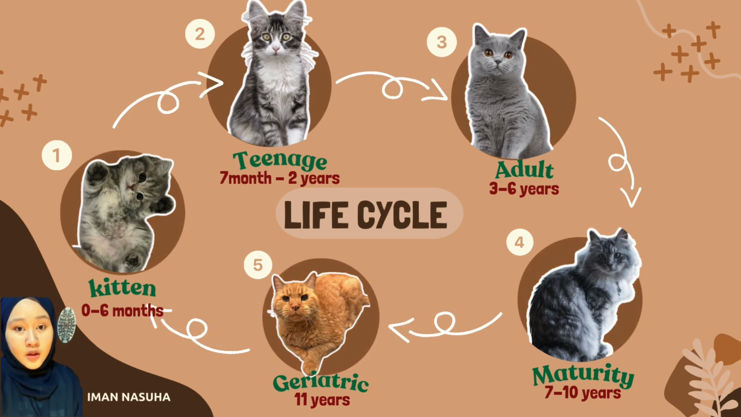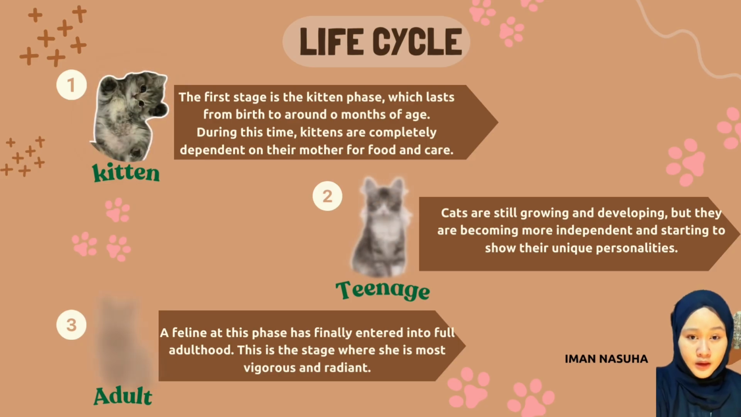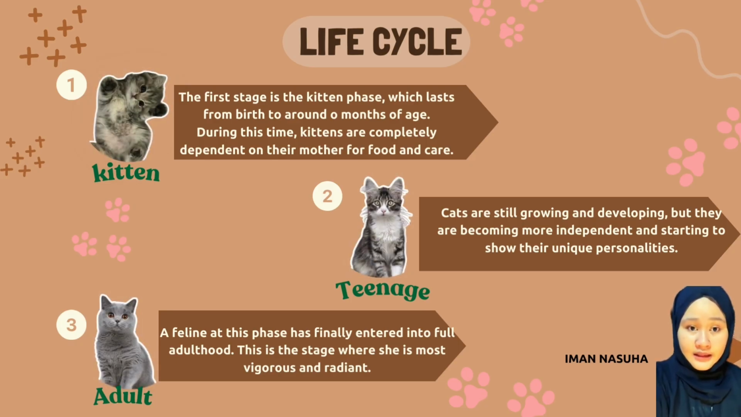Hi, I'm Iman. In this slide, I will explain about the life cycle of a wildcat. First, kitten, from age 0 until 6 months, and the kitten becomes a teenager at 7 months until 2 years. Then it becomes an adult at 3 until 6 years. After that, the maturity phase is at 7 until 10 years. Last but not least, it becomes geriatric from 11 years. Here, I will explain more detail about the life cycle.